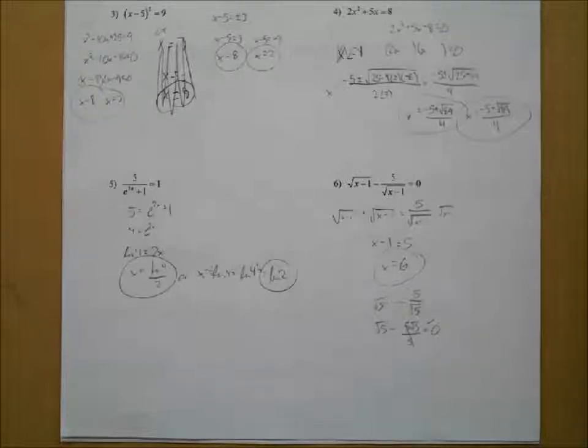For 6, I just added the 5 over the square root of x minus 1 to the other side, and then multiplied both sides by the square root of x minus 1 to cancel out the denominator there. Just have 5, and that would be just x minus 1, so x equals 6. And I also checked it too. Right? You have those square roots, you want to check for those extraneous solutions sometimes. And number 5 required the use of logarithms.